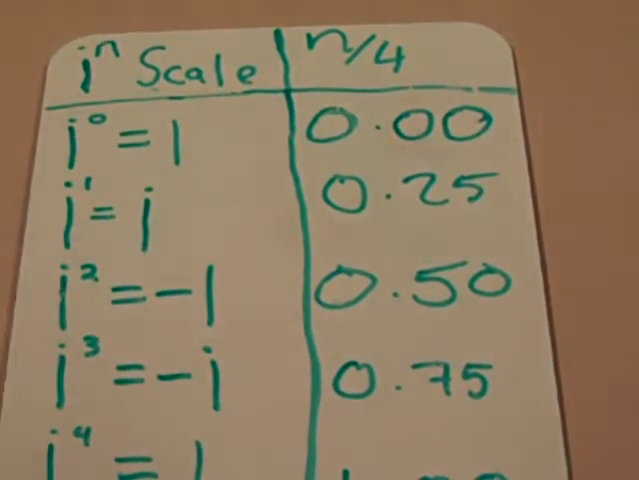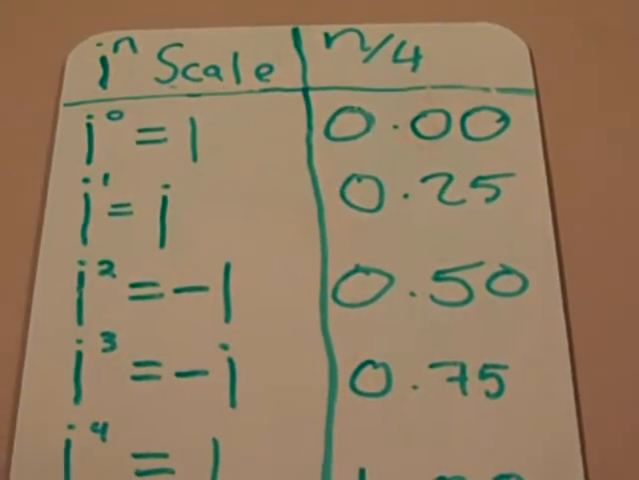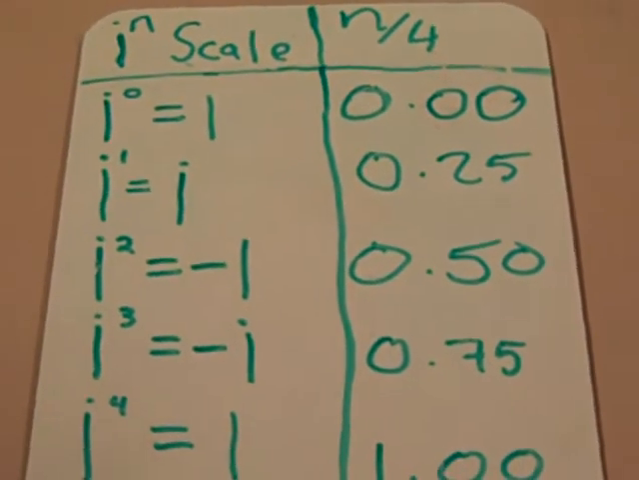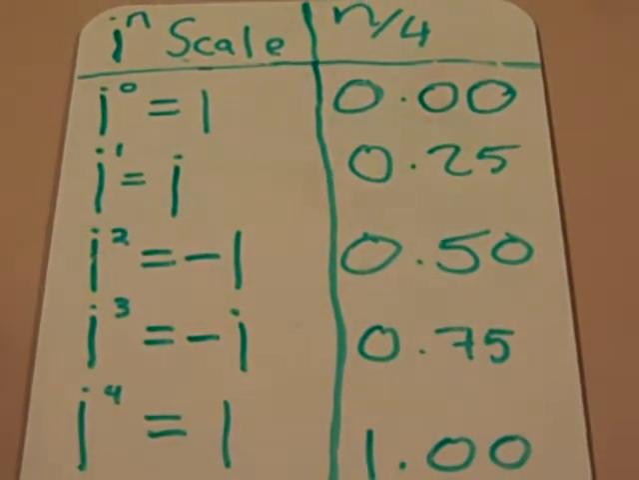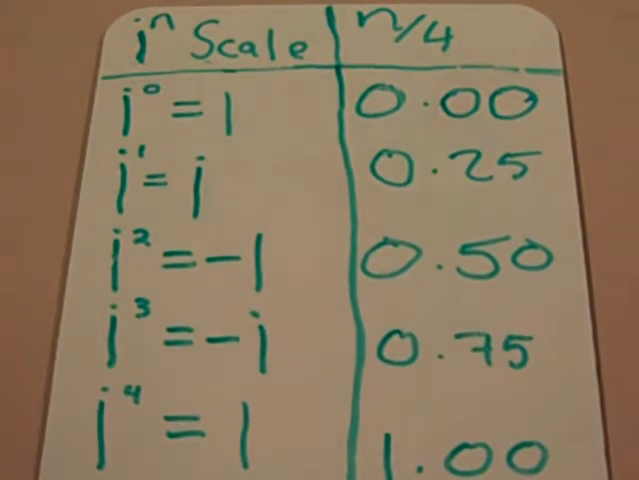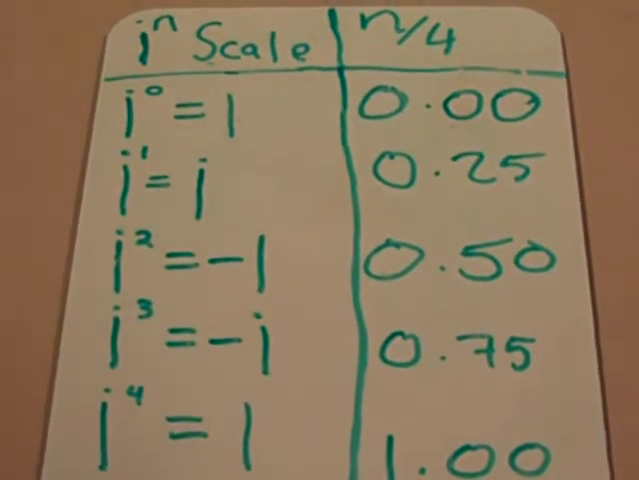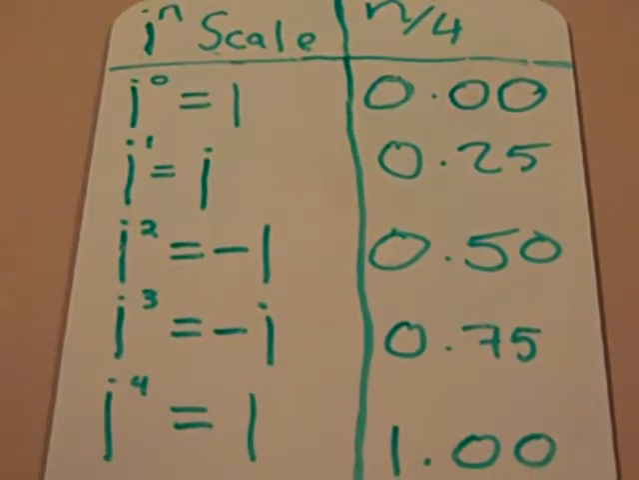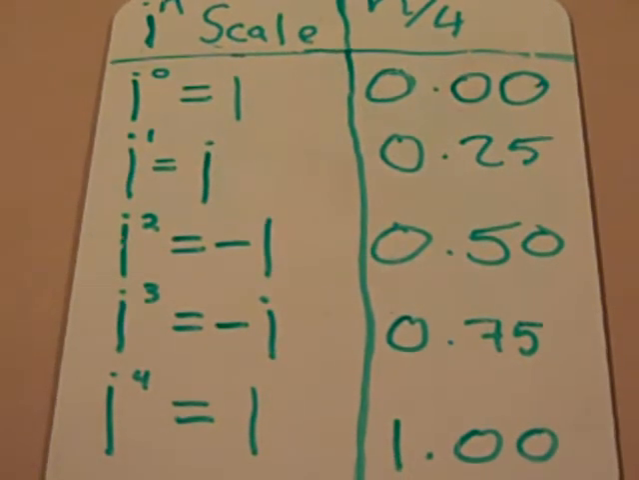Following suit, i cubed is just i squared times i. So if i squared equals -1, then i cubed is equal to -i. Similarly, i to the fourth is the same as i squared times i squared. And if i squared equals -1, then i to the fourth is -1 times -1, or 1.